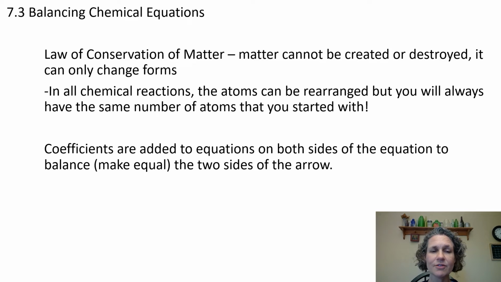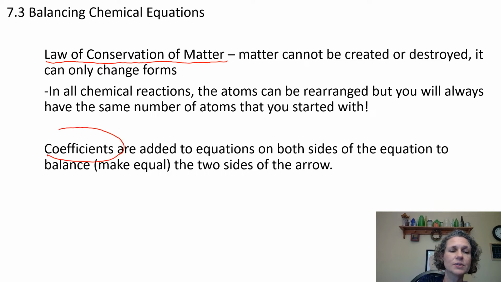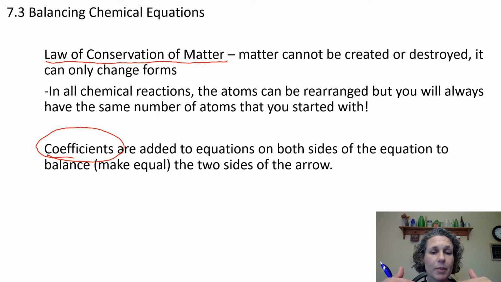equations are balanced because they follow the law of conservation of matter, which we've talked about. The law of conservation of energy a little bit. Same thing applies to matter. Matter can't be created or destroyed, it only changes forms. So in chemical reactions, what that means is that the atoms are rearranged, but you'll always have the same number of atoms that you started with. So what is on one side of the arrow is equal to what is on the other side of the arrow. And so when you balance, you're going to use coefficients that can be added to the equation in front of different compounds to balance or to make both sides equal.